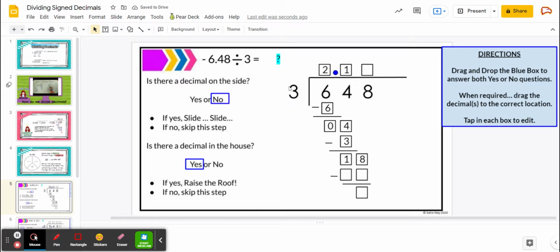We continue this process. 3 goes into 18 6 times. 3 times 6 is 18. We have nothing remaining, so therefore we know we have found our final answer.